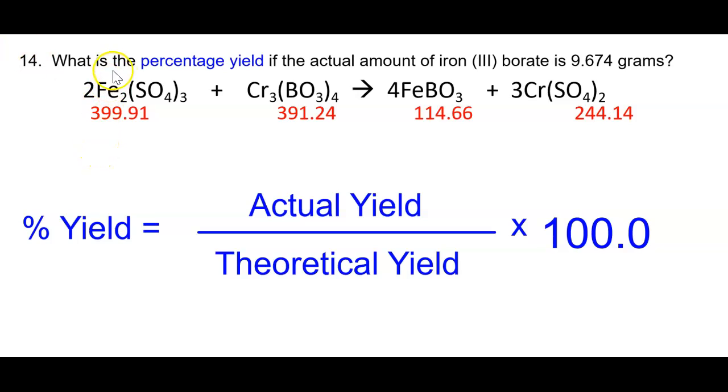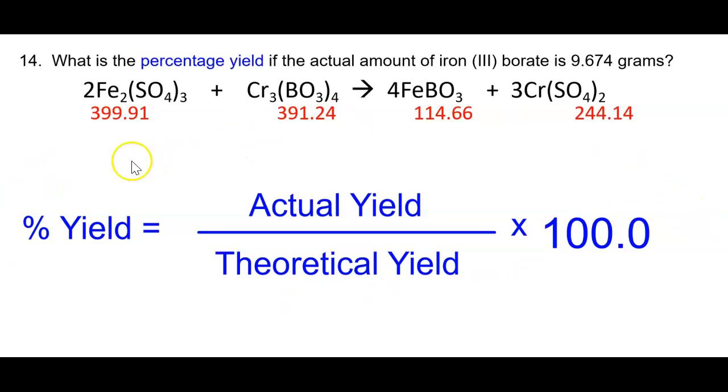Problem 14. What is the percentage yield of iron borate if the actual amount of iron borate is 9.674 grams? Same chemical equation, same molar masses. You need to write down the definition of percent yield. Percent yield is actual yield over theoretical yield times 100.